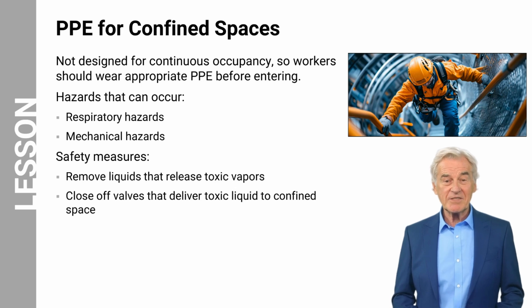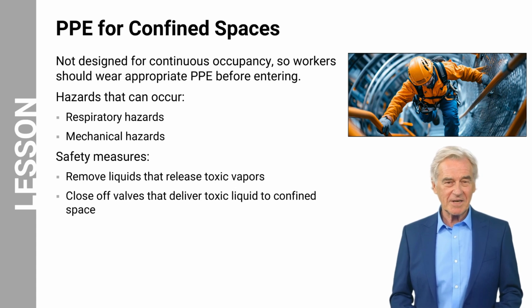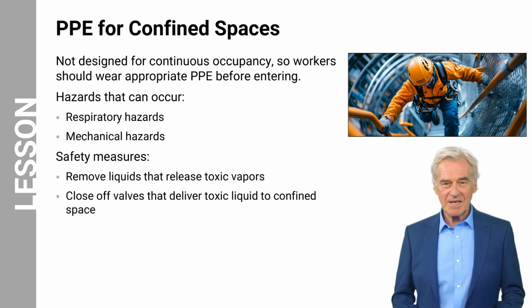Certain industrial jobs require workers to enter confined spaces for cleaning, repair, or maintenance. Workers should wear appropriate PPE, such as proper harnesses and gas monitors, before entering because these spaces are not designed for continuous occupancy. Major hazards that can occur inside a confined space are respiratory hazards and mechanical hazards, such as the worker getting trapped in silos, hopper feeders, and storage bins, or the worker being captured or surrounded by materials, such as sand or grain.